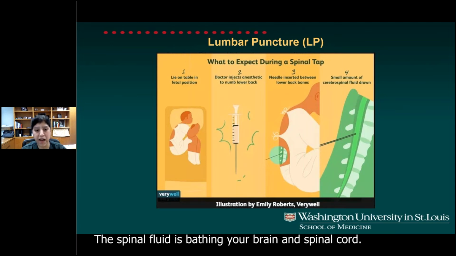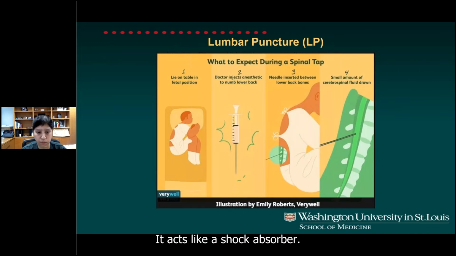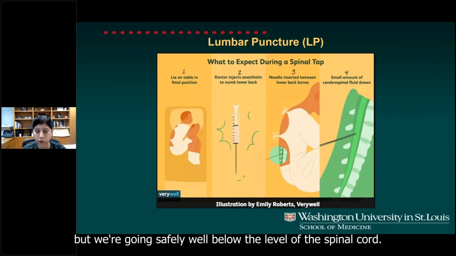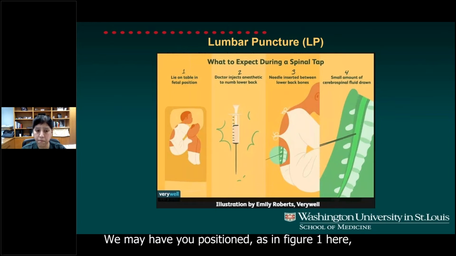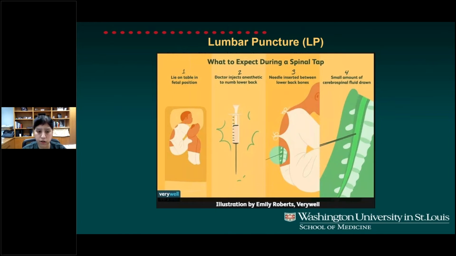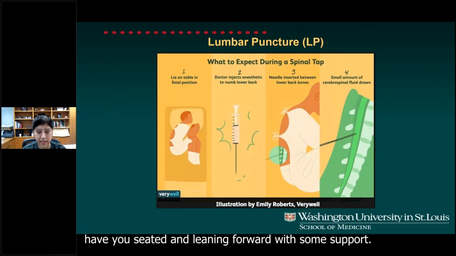So again, the spinal fluid is bathing your brain and spinal cord. It acts like a shock absorber. And when we sample it, and I'll go through those steps in just a moment, we're going safely, what I say, south of the spinal cord. So I know people have concerns about that, but we're going safely well below the level of the spinal cord. We may have you positioned as in figure 1 here, on your side, your back towards us, kind of curved out, arched out, or we more often nowadays will have you seated and leaning forward with some support.